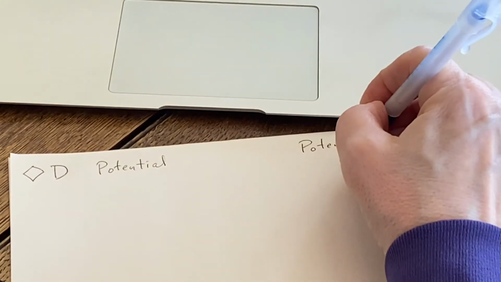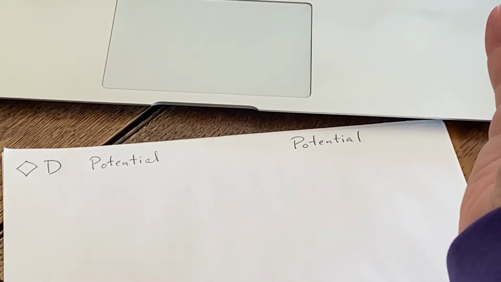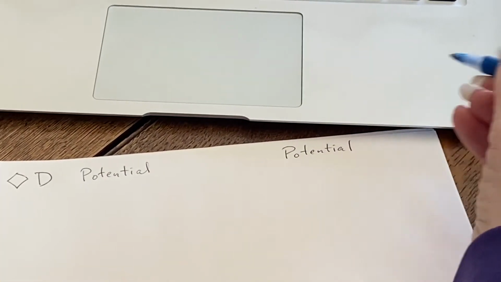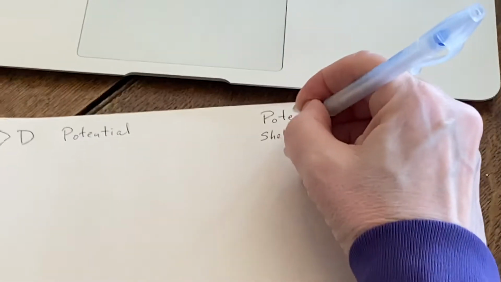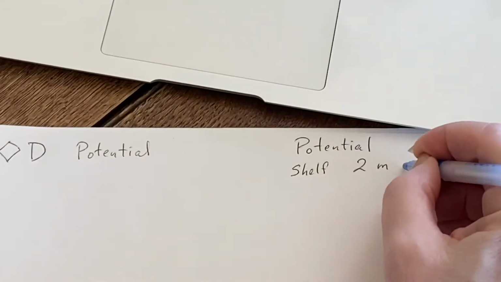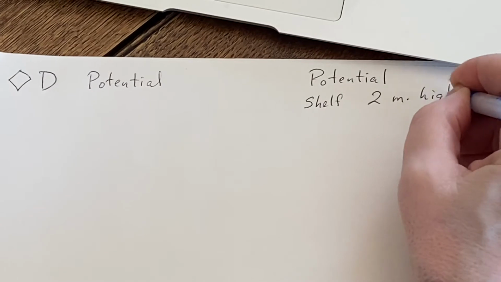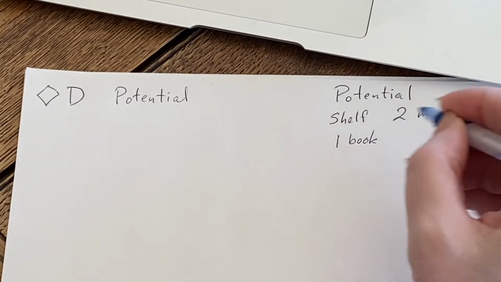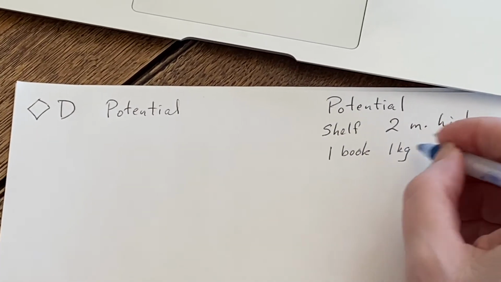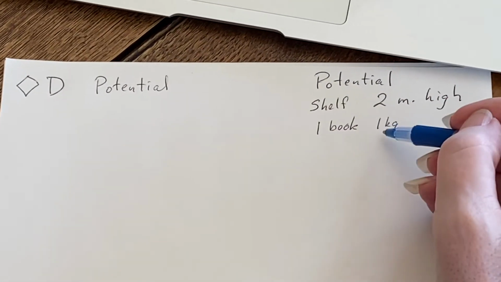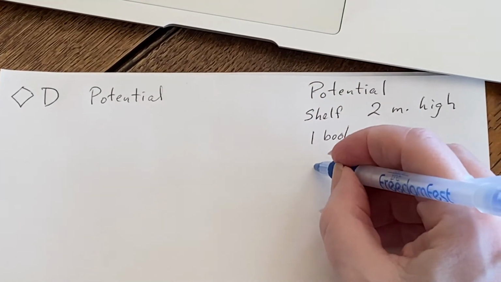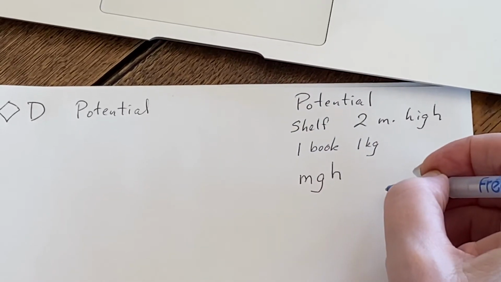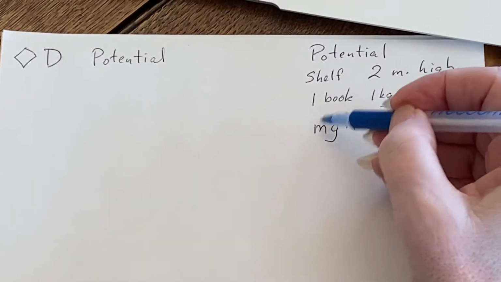When I put something up on a tall shelf, I talk about how much energy it will take me to lift it up to the shelf. Let's say the shelf is way up. It's 2 meters high. If I'm lifting 1 book up, and say that book is a kilogram, it's a big fat book, but it's a kilogram book, then I could talk about potential energy, mass, gravity, and the height of the shelf. These are independent from each other.